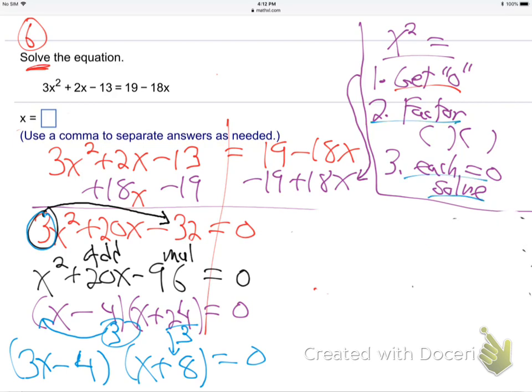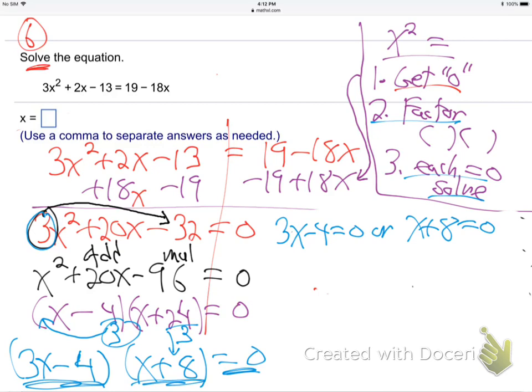Step 3, each one gets its own 0. That's because this times this is equaling 0. If two things times to be 0, the first one could be 0, or the second one could be 0, right? If they multiply to be 0, either one could be 0 to make them multiply to be 0. So then solve from there. Add the 4 to both sides. So 3x equals 4, divided by 3, 4/3.